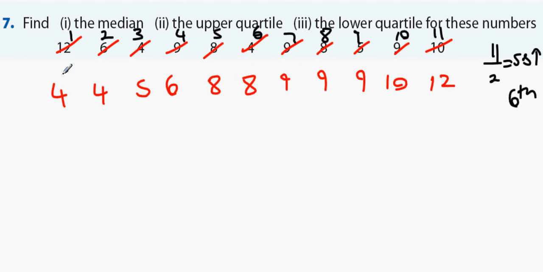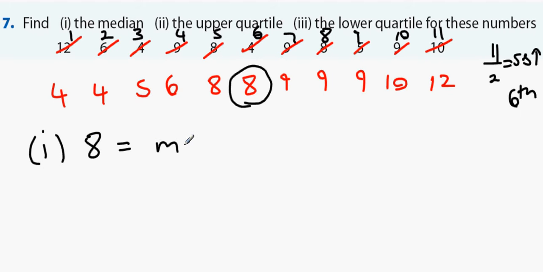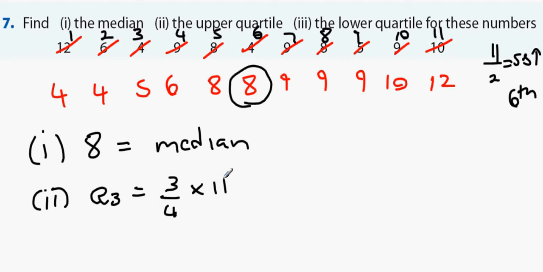So 1, 2, 3, 4, 5, 6. The median is going to be 8. Okay? So the answer to part I is going to be 8. 8 equals the median. Now, the next thing we're looking for is the upper quartile. Now, the upper quartile, known as Q3, is going to be 3/4 of it. Multiply 3/4 by 11, because Q3 is the third quartile, or the third quarter. So we get 11 multiplied by 3 divided by 4, and what you're going to get is 8.25.